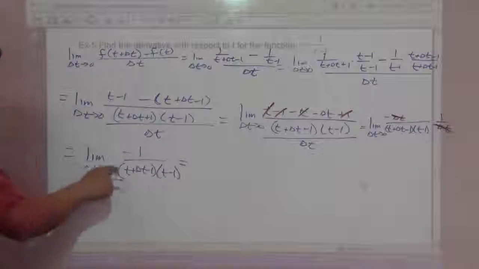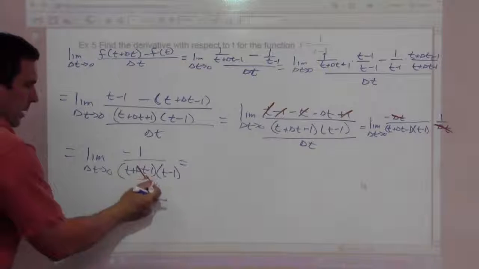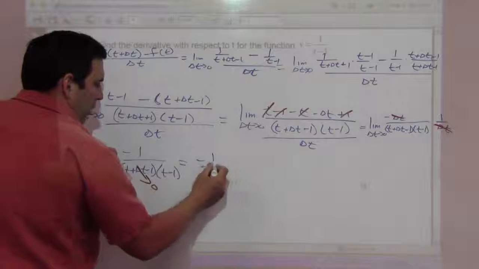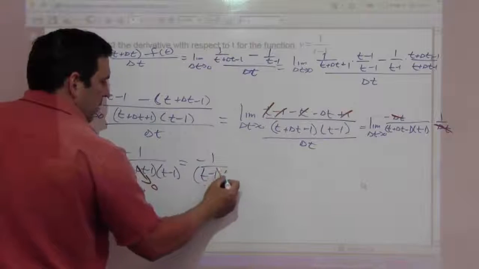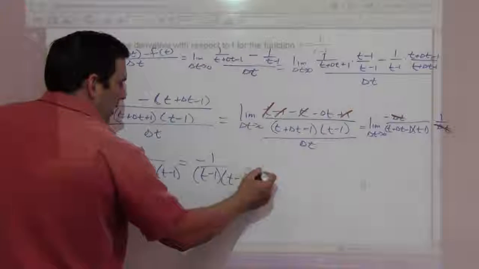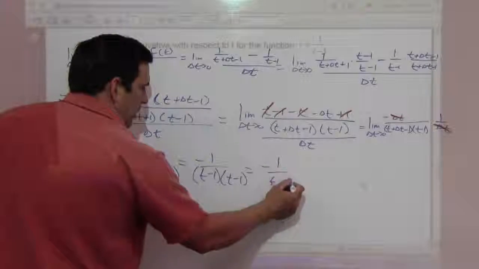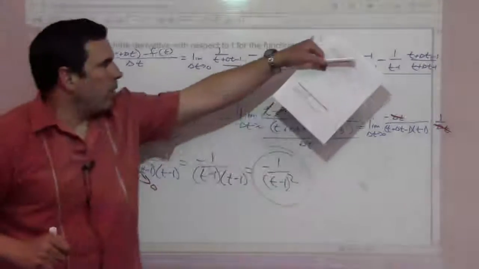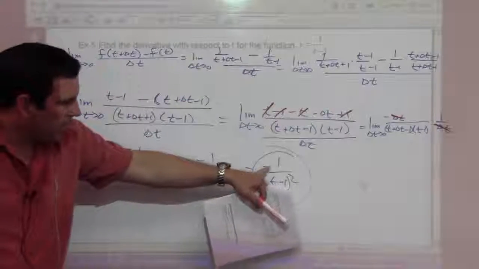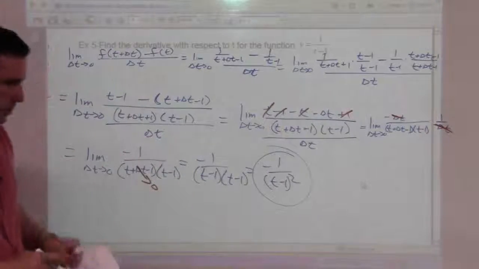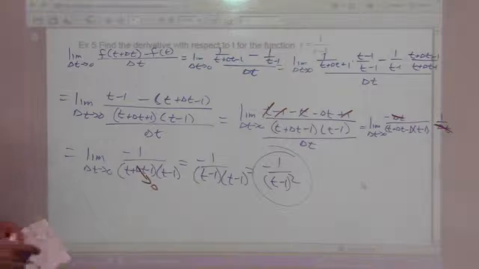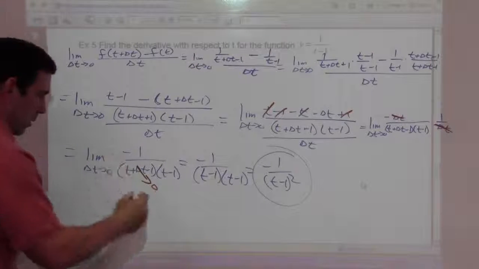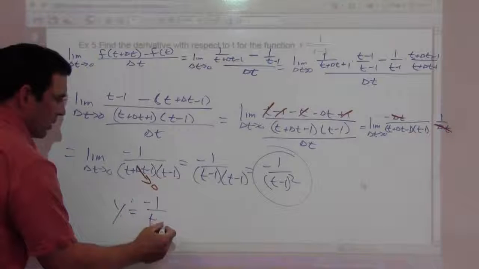So now if you apply the limit, as delta t goes to 0, there's only t left. You'll have negative 1 over t minus 1 times t minus 1. That's negative 1 over t minus 1 squared. Interesting. It was 1 over t minus 1. Now it's negative 1 over t minus 1 squared. So y prime is going to be negative 1 over t minus 1 squared.